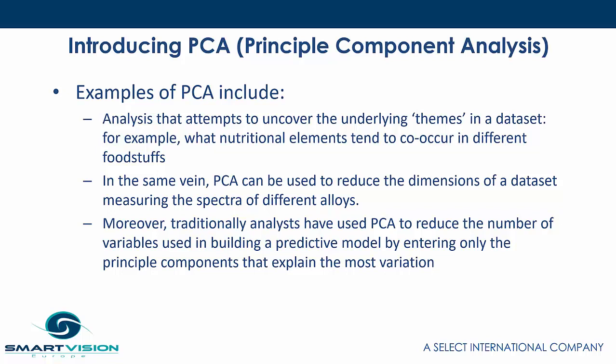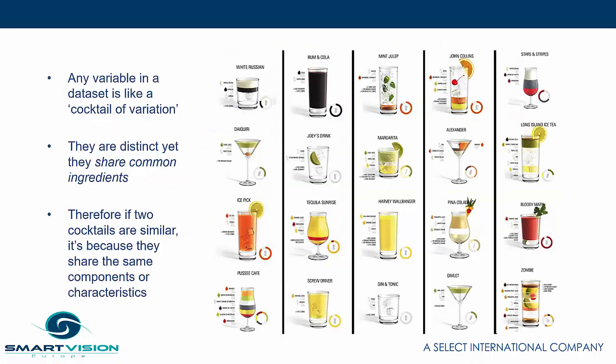And moreover, traditionally analysts have used PCA to reduce the number of variables used in building a predictive model by entering only the principal components that explain the most variation. So if you're dealing with a very wide data set, it means you don't have to put in all of the variables. You can do a principal components analysis and enter only those components that explain the most variation and hopefully still get an accurate prediction out the back of it.